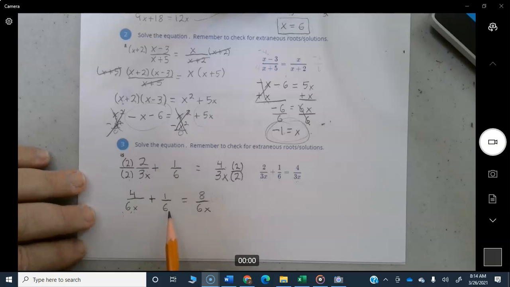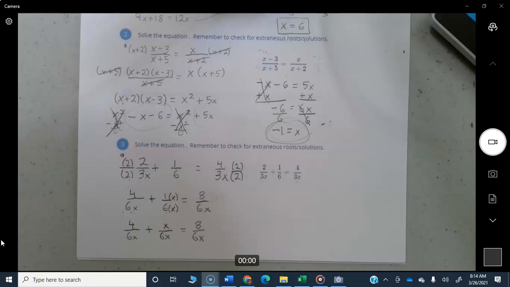That's what I need. I need to get an x here. The way I can do it is multiply the top and bottom of this one only by x. All right, so now I have 6x, 6x, 6x. Everything is good. So let me rewrite this. It's going to be 4 over 6x plus.